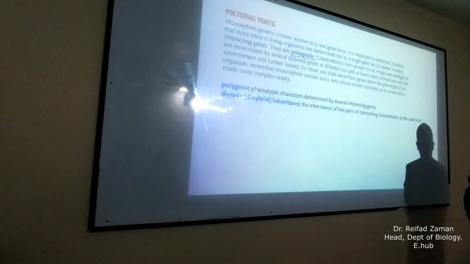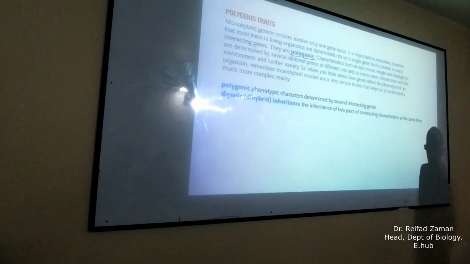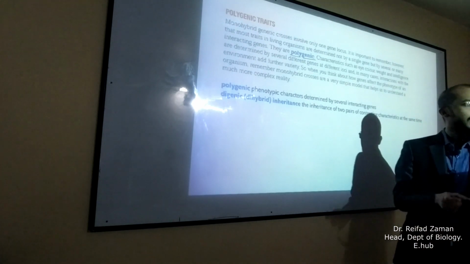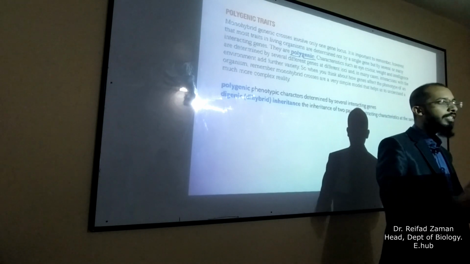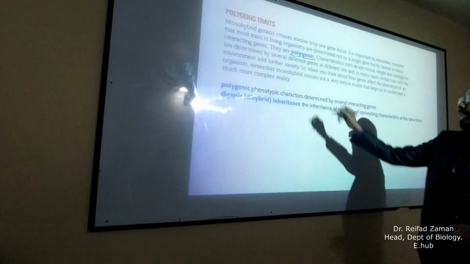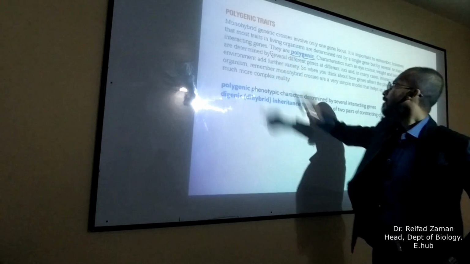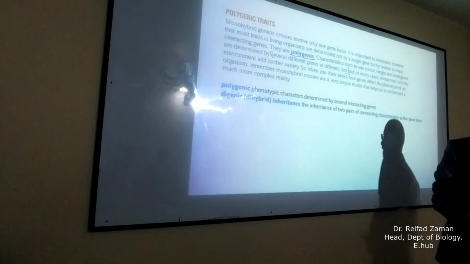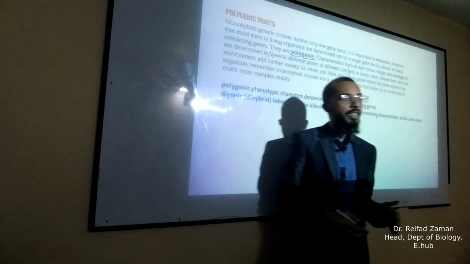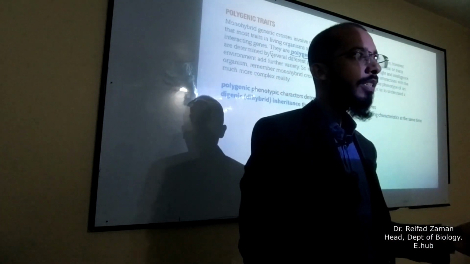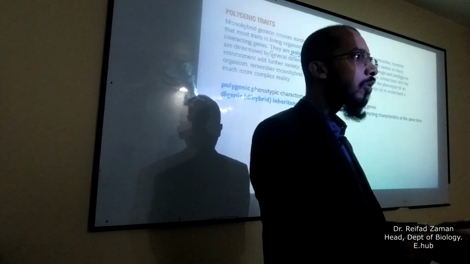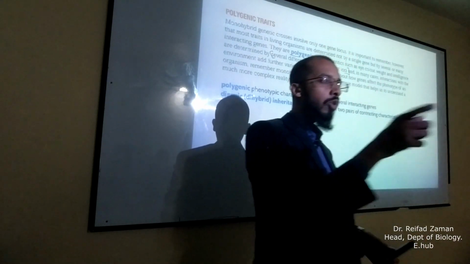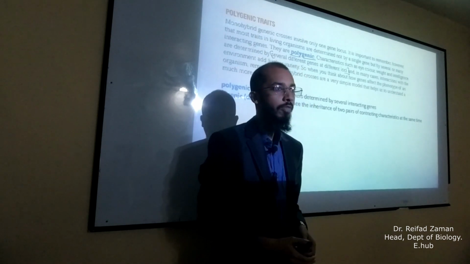One interesting characteristic about polygenic inheritance is that it is about a single trait controlled by several different genes. These several different genes are usually located on different chromosomes. This is mentioned here: several different genes at different loci. These genes are either located on different chromosomes, or even if on the same chromosome, their locations will be different.